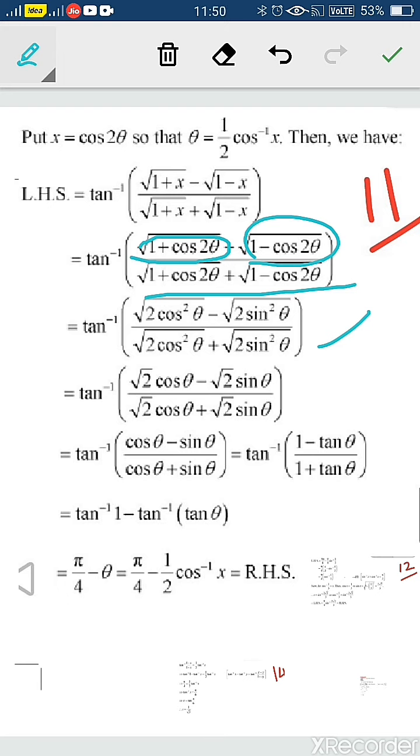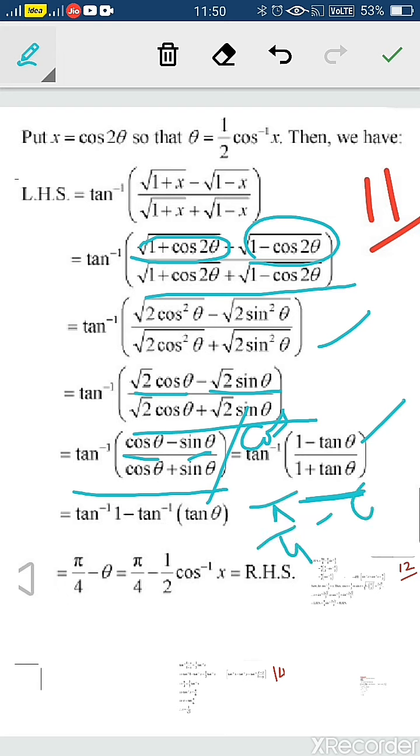So square root of 2, square root of cos square theta becomes cos theta, so it becomes square root of 2 cos theta, square root of 2 sin theta, and so on. Square root of 2 taken out cancels, you will get tan inverse of (cos theta minus sin theta) upon (cos theta plus sin theta). Dividing the numerator and denominator by cos theta, you will get cos theta divided by cos theta, 1, minus sin theta divided by cos theta, which is tan theta. So (1 minus tan theta) upon (1 plus tan theta), right? And this is the formula of tan of pi by 4 minus theta.